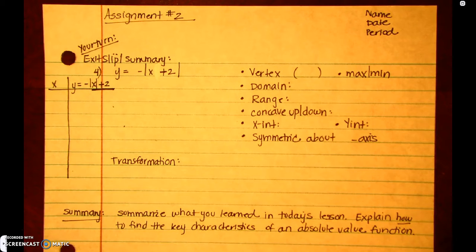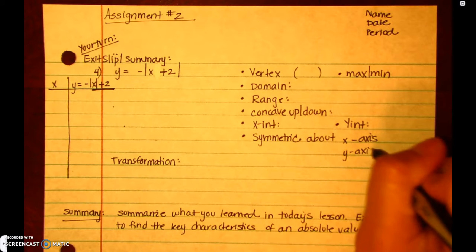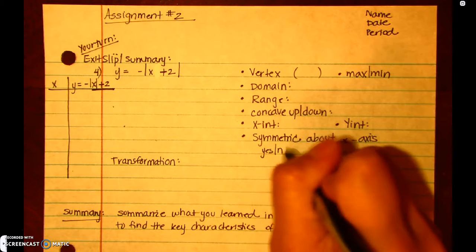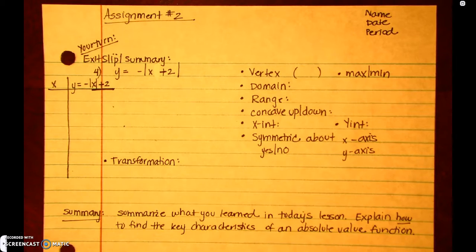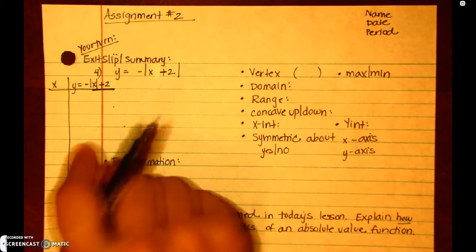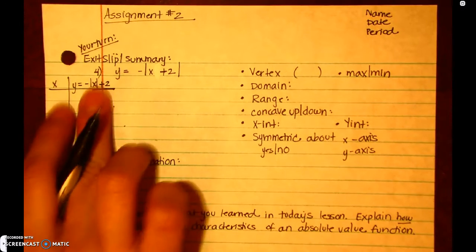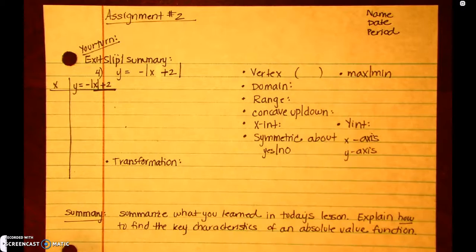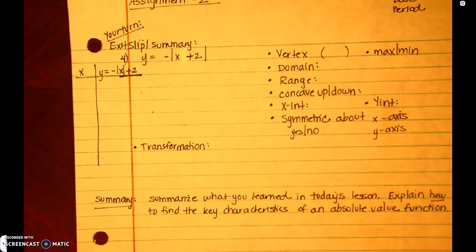Tell me if it's symmetric about the x-axis or the y-axis. And then is it symmetric, yes or no? And at the very end, you're going to give me the transformations from the parent function. Don't forget your table and showing all your step-by-step, like give me all your steps to get your table, graph your function.